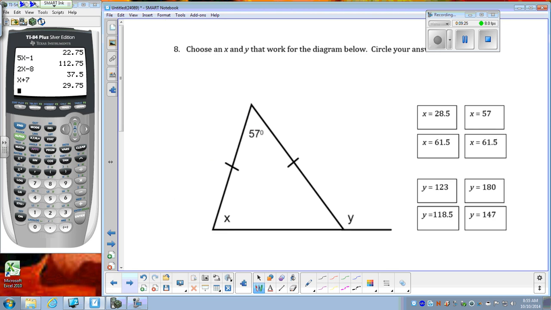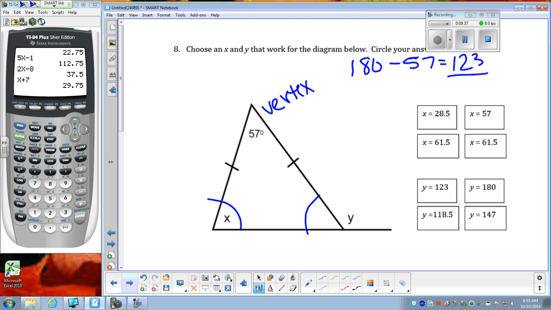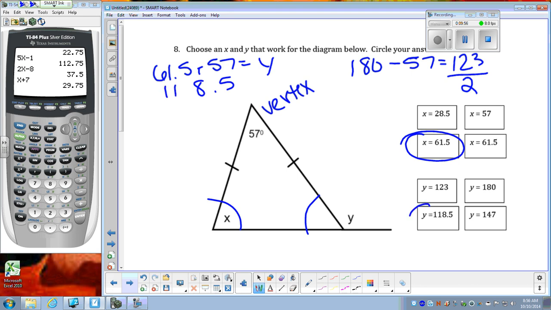For number 8, I'm going to do the same thing. I know that these two angles here have to be congruent because the 57 is my vertex angle. 180 minus 57 is 123. Divide that by 2, and I get that x is 61.5. And then I have to add 61.5 plus 57 to get me y. So that's 118.5 for y. So there's number 8.